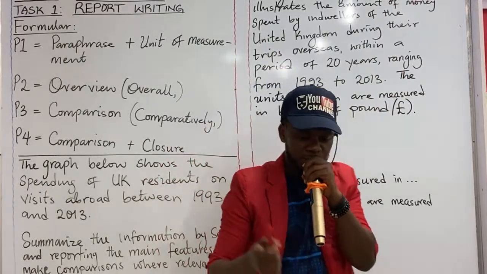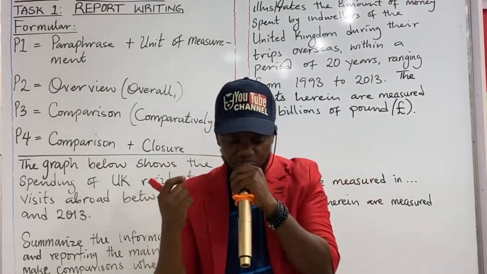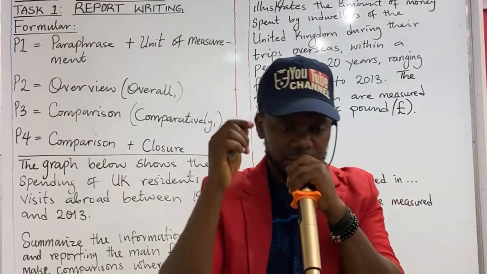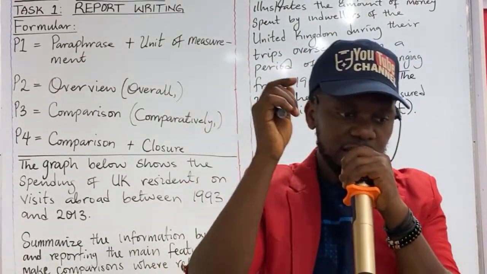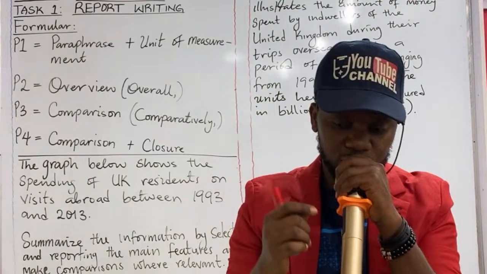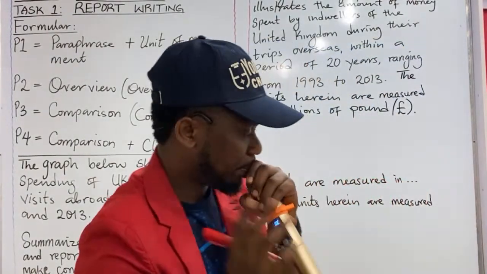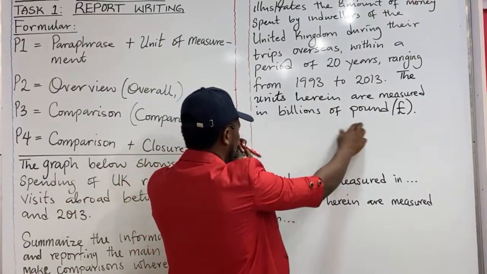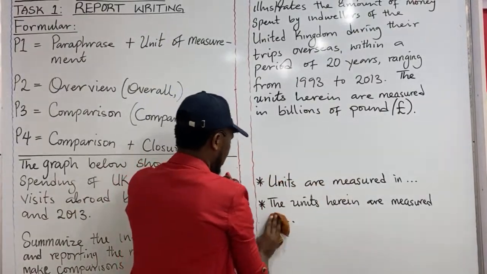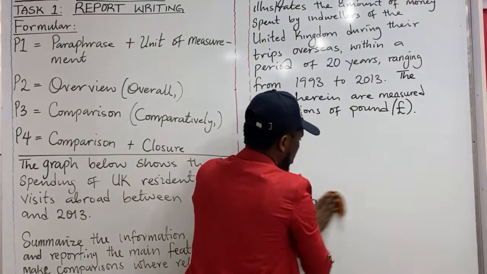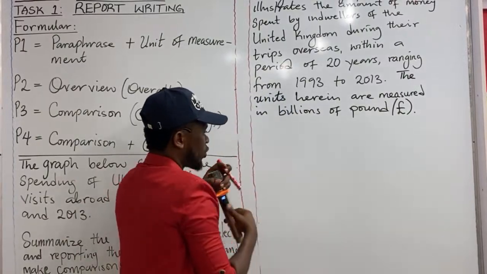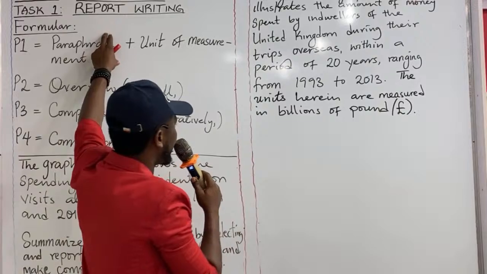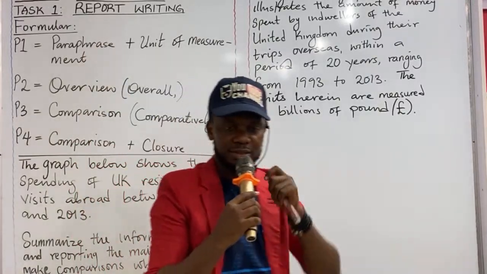This is because on the question paper, the unit of measurement is written by indicating the currency symbol of pounds, and then in brackets it has billions. So it means that the unit of measurement is in billions of pounds. At this point, you are done with paragraph 1.